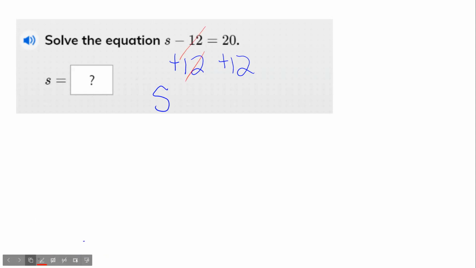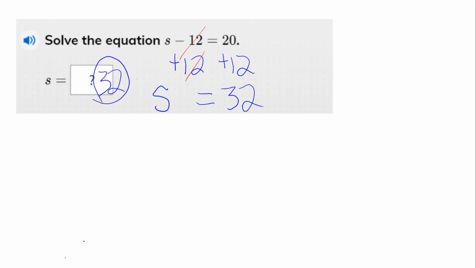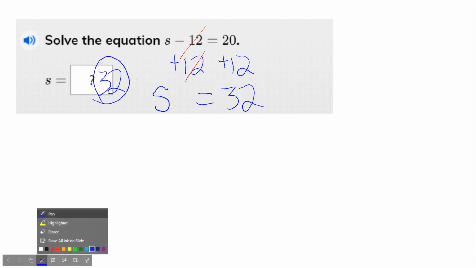It's just 0, it's nothing. We don't have to write it down, right? You don't have to write s plus 0 because it's nothing. Well, 20 plus 12 is equal to 32. So s must be 32. How do we know that s is equal to 32? You go back and you check your work with substitution, right?